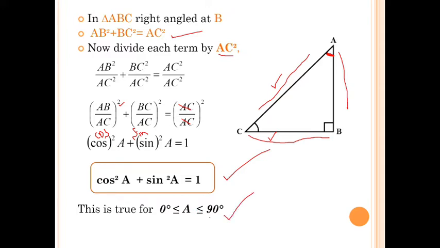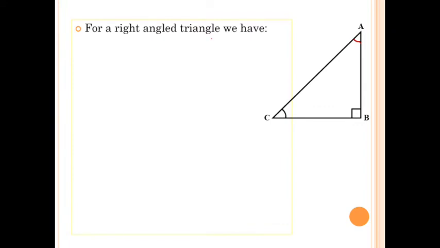Similarly, we will be proving the next one. What is the next one? That is 1 plus tan square A is equal to sec square A. In the same way, we are taking the right angle triangle and we are considering angle A. For a right angled triangle, we have AB square plus BC square is equal to AC square. Now we will be dividing the Pythagoras theorem by AB square.